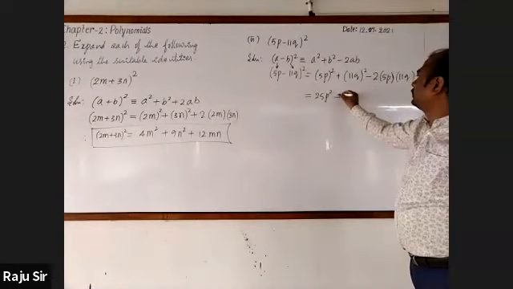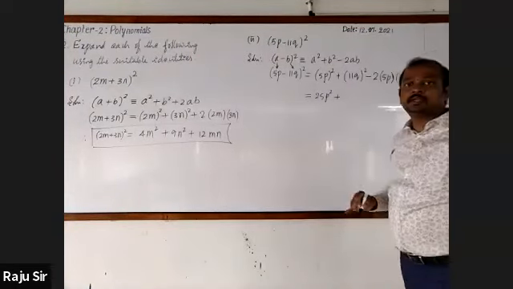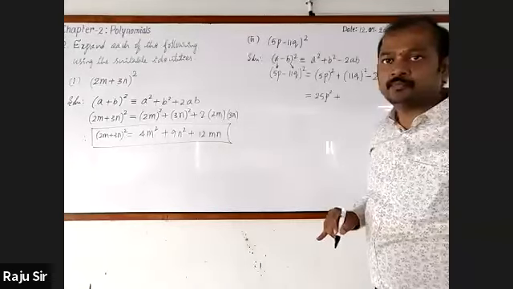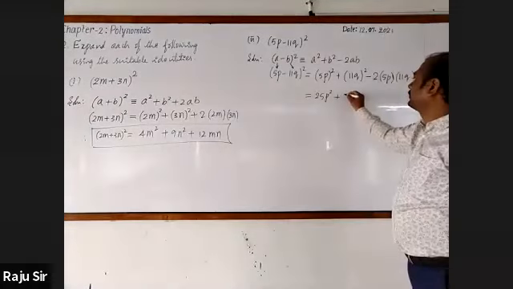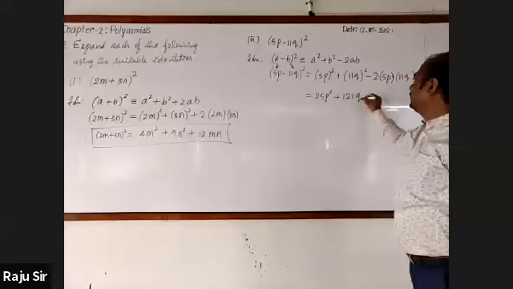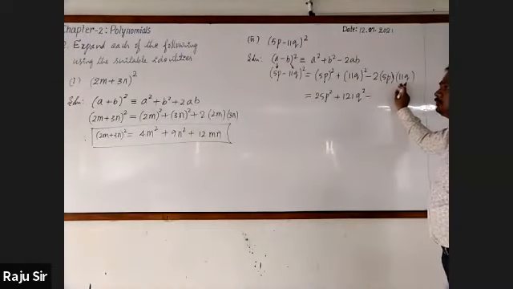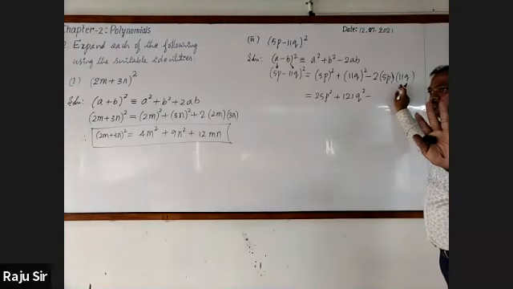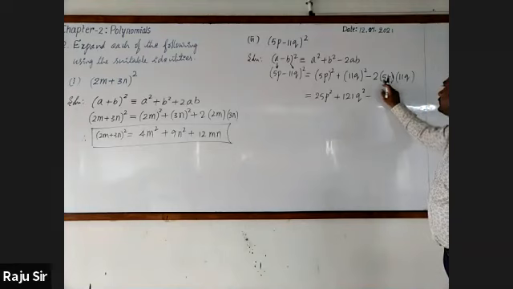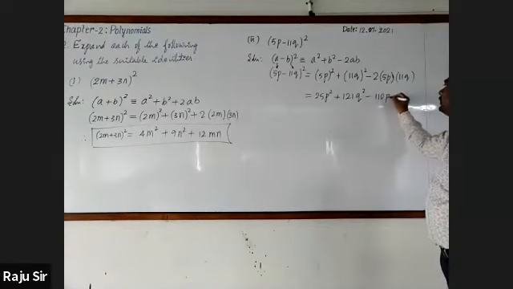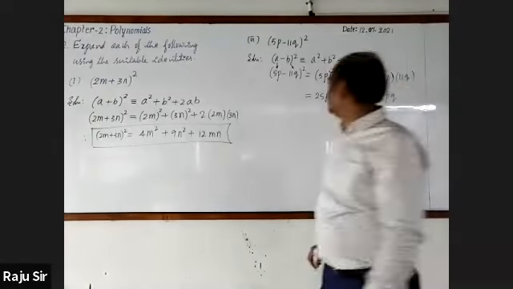What is 11q whole square? 121q square. Then minus 110p. 2 5s are 10, 50. 10 11s are 110. So 110p. You are right.